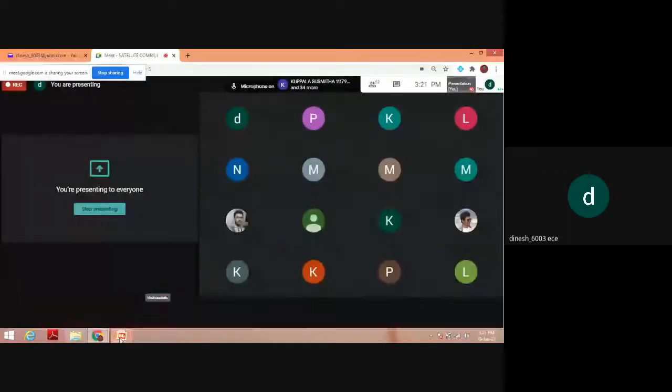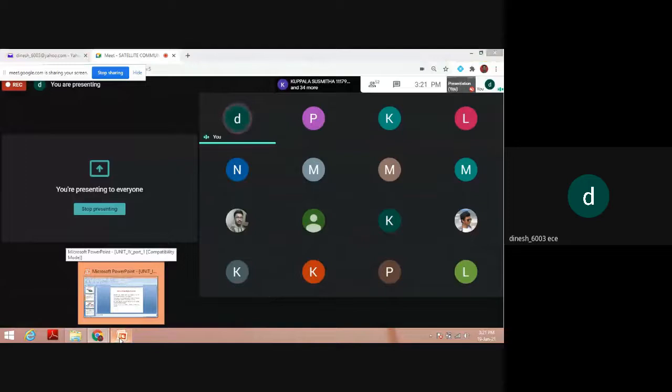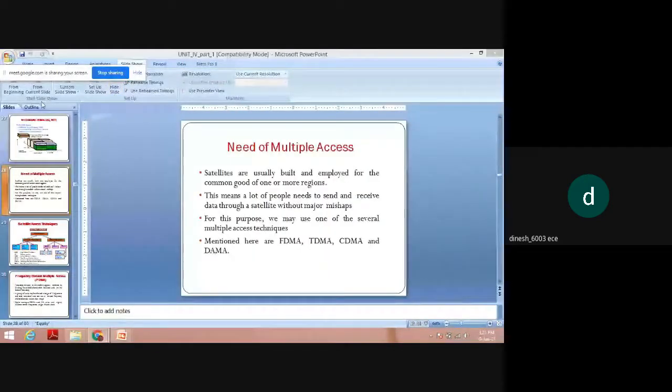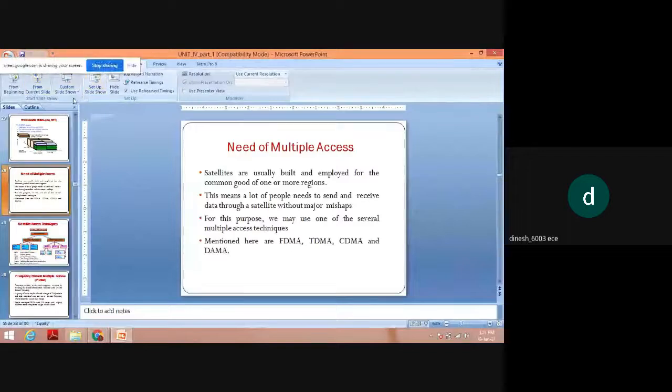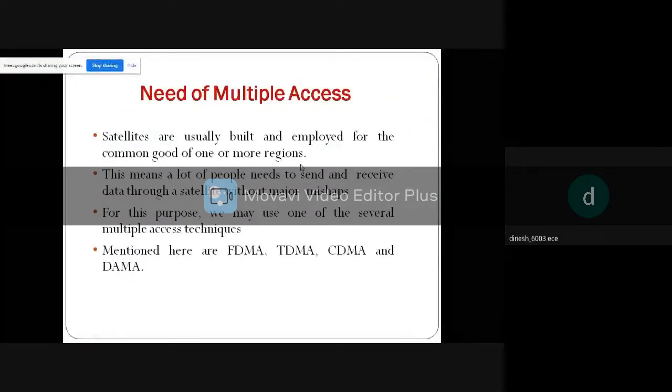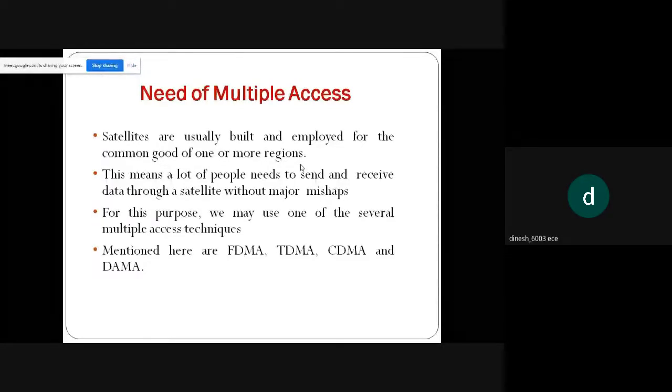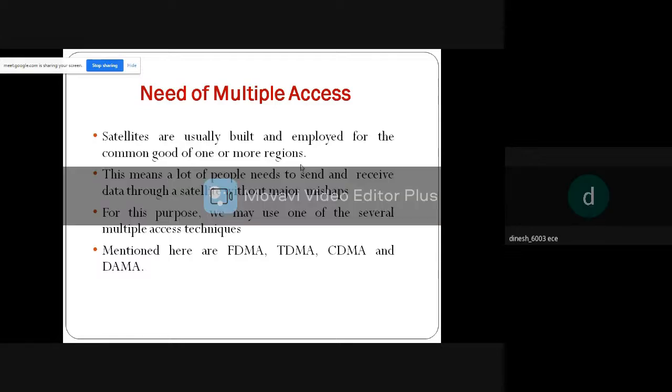Since there are no queries, I move on to the next topic. Need of multiple access. Satellites are built and deployed for the common good of one or more regions. So this means a lot of people will need to send and receive data through the satellite without major mishaps. For this purpose, one may use several multiple access techniques, out of which are FDMA, TDMA, CDMA, and DAMA.